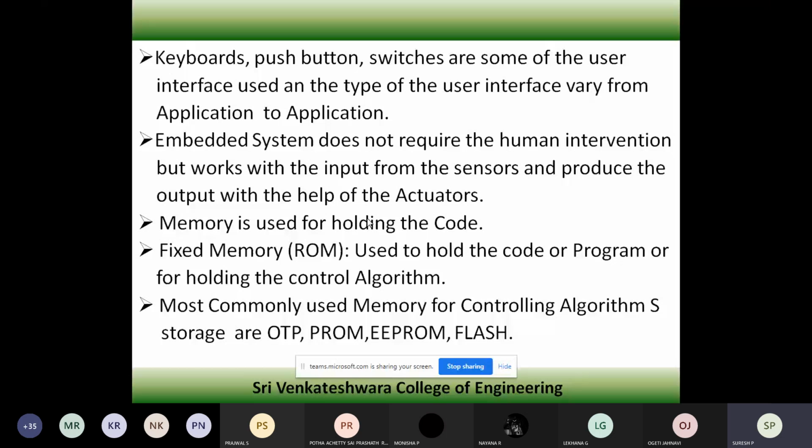So the memory is used for holding the code. When you talk about memory, the fixed memory is one thing. In the ROM, that is read-only memory, it is basically used to hold the code or program, or for holding the control algorithm. The most commonly used memories for control algorithms are one-time programmable memory, programmable read-only memory, EEPROM, that is electrically erasable programmable memory, and then flash.